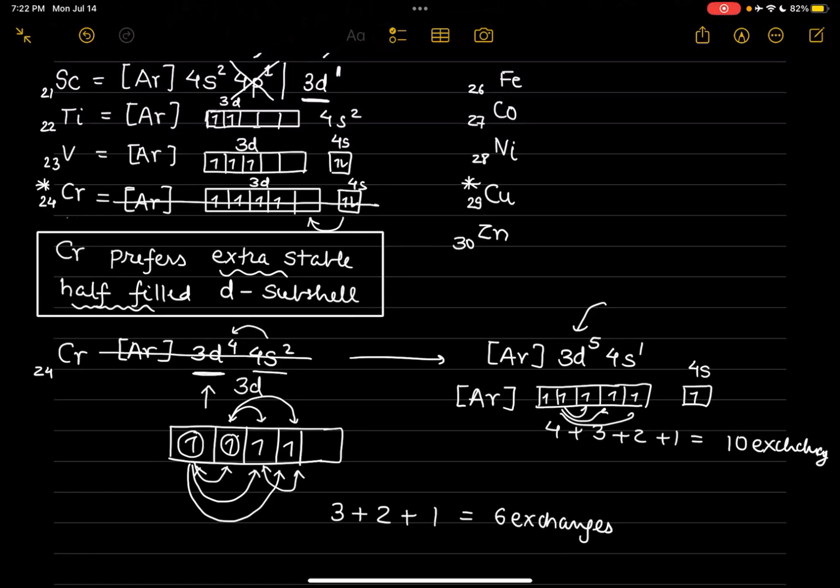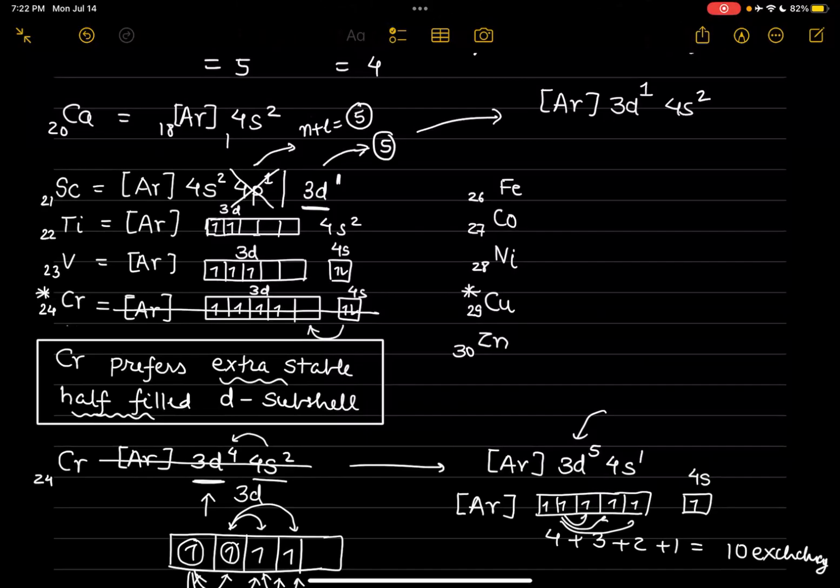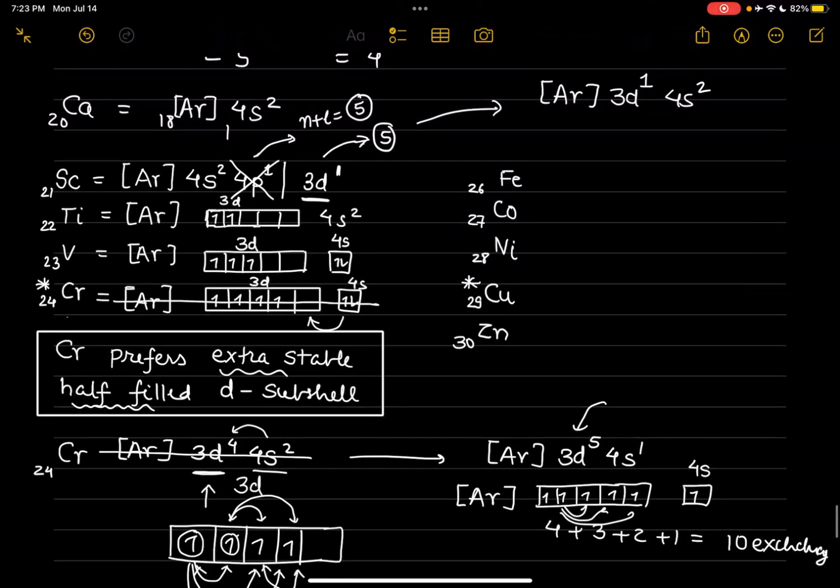Got it? So you need to remember it. There is a superficial way of saying which will help you to fetch marks. That is why chromium is 3d5, not 3d4. The superficial way of saying, which is the correct way, is that due to extra stability of half-filled d subshells.